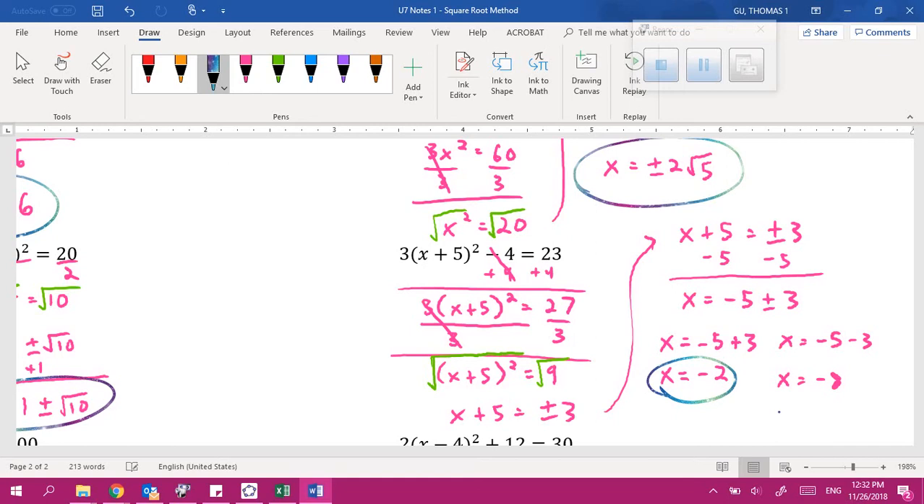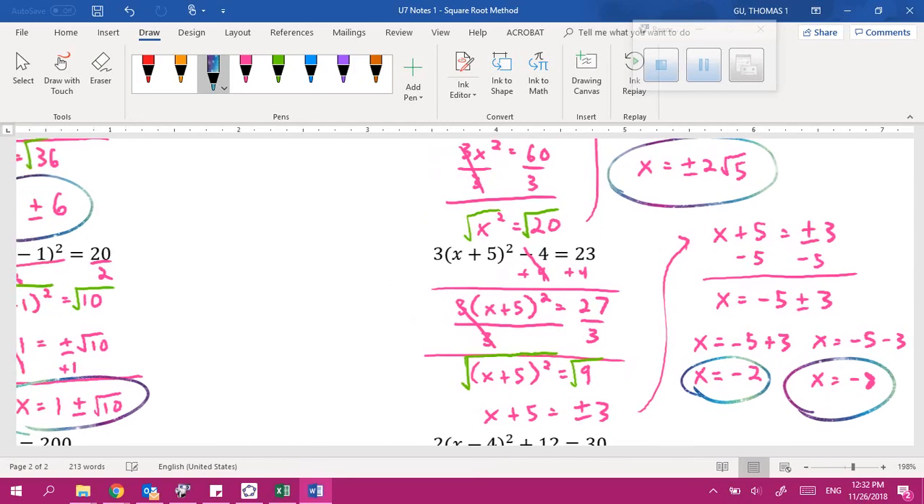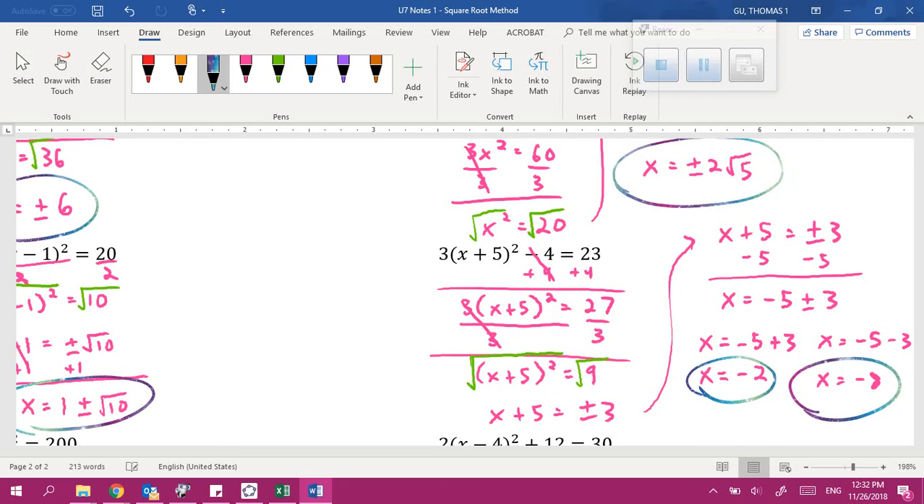Because right here, you see where it says x equals negative 5 plus or minus 3, right? That's just 2 whole numbers, so we want to just break it down into 2 separate equations. On the previous example, we had 1 plus or minus square root of 10. But square root of 10 is not a whole number. We don't even know what that equals, so we just leave it like that.